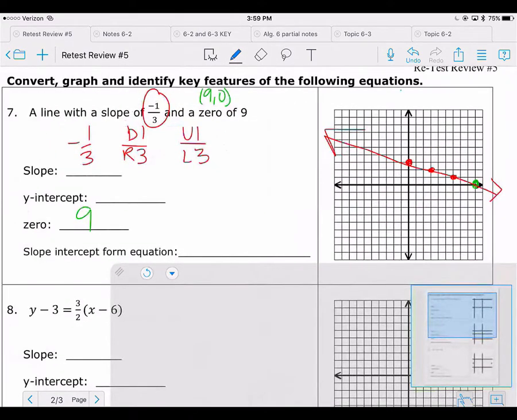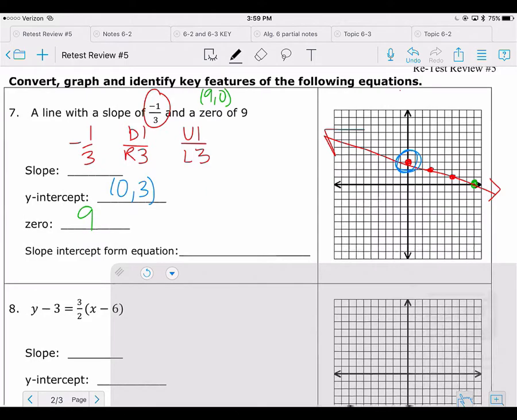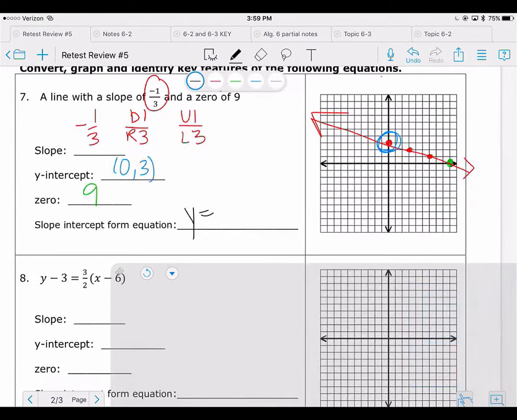Our y-intercept is where it's crossing the y-axis at (0, 3). And again, for slope-intercept form, y equals m, which is negative 1/3, x plus b. And I do not have that green 9 anywhere in my equation.